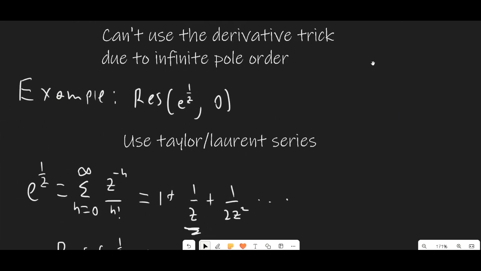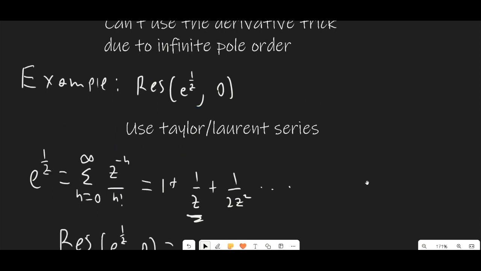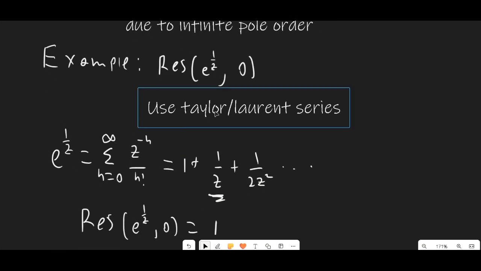But what we can do is calculate the residue using the actual definition. So in this case, it's super easy. We use a Taylor series. In some cases you may need to use Laurent series, but in this case we can just use the Taylor series for 1 over z. We get 1 plus 1 over z plus 1 over 2z squared. And remember, the residue is simply the coefficient of 1 over z, which is just 1 in this case. So that's super easy.